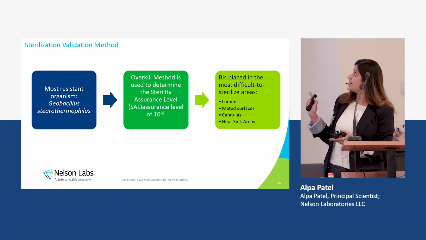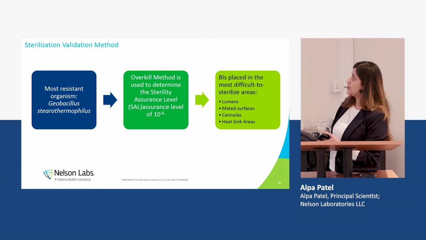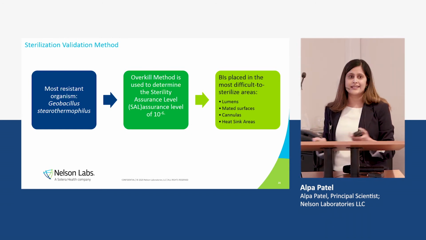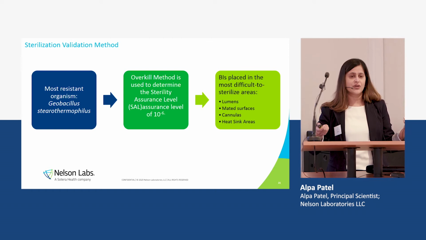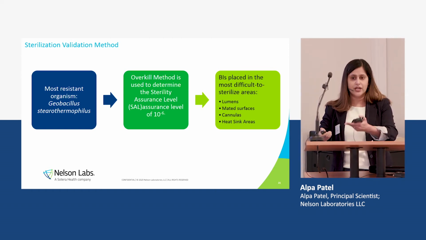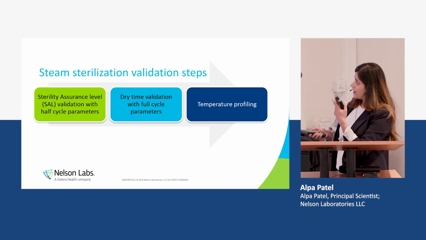How this is determined is we place BIs in the most difficult locations to sterilize: lumens, mated surfaces, cannulas, any heat sinks. If we have a tray that is very, very filled with instruments, we would put it underneath that area if there's a caddy in there. So that's how we would do it.